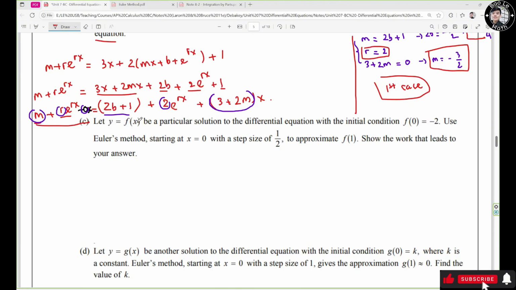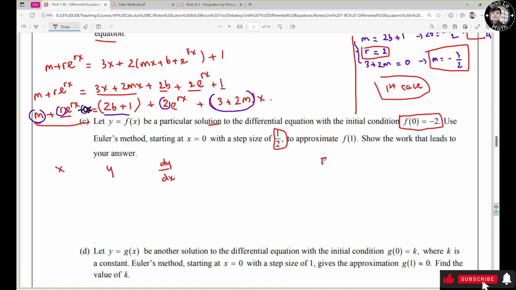Let y equals f of s be a particular solution to the differential equation with the initial condition f of 0 equals negative 2. Use Euler's method starting at s equals 0 with a step size of 1/2 to approximate f of 1. So you're going to sketch the table. You have s right here, y right here, dy over ds.